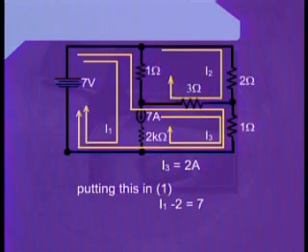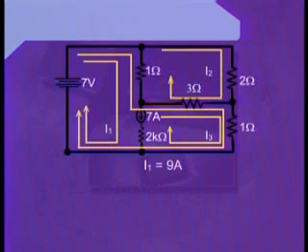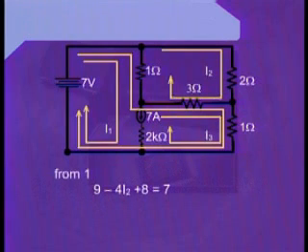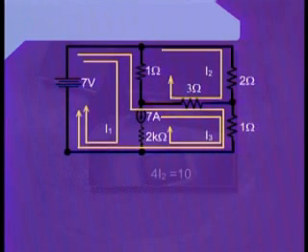Now, putting this value in equation 1, we can have I1 minus 2 is equal to 7, or I1 is equal to 9 amps. And hence, I2 can be calculated by putting I1 and I3 in equation 1 or 2. Therefore, from equation 1, we can write 9 minus 4I2 plus 8 is equal to 7 is equal to 10. Therefore, I2 is equal to 2.5 amperes.